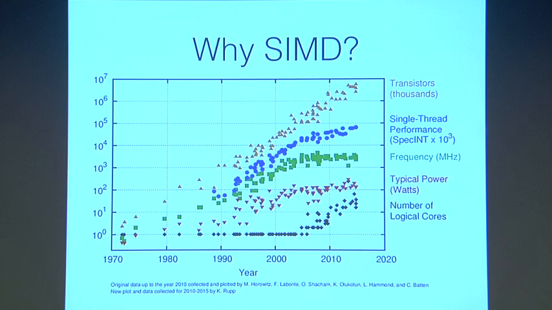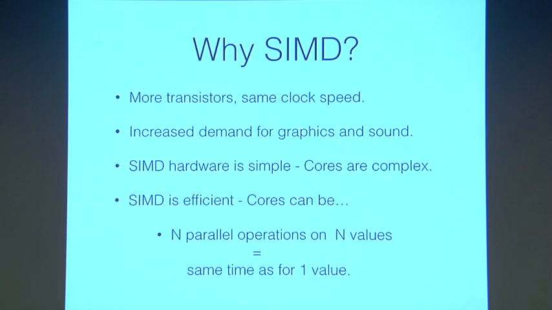The why is the same graph as before. 2004 is also around the time that SIMD really took off. But we started adding cores when the frequency stopped going up, when we still were getting more transistors, but basically when Moore's law started to die in terms of frequency scaling. So SIMD: more transistors, same clock speed. That's the regime that we're stuck in now and probably will be until we get better at physics or chip physics. A lot of increased demand for graphics and sound.